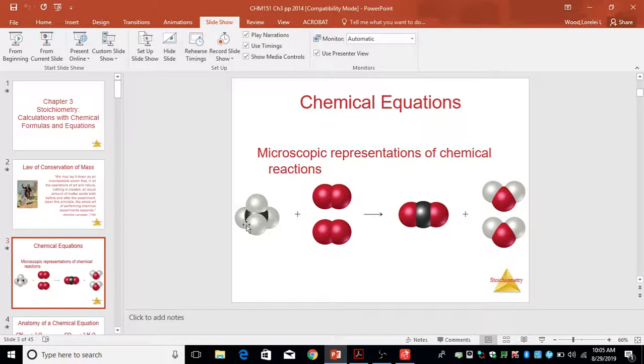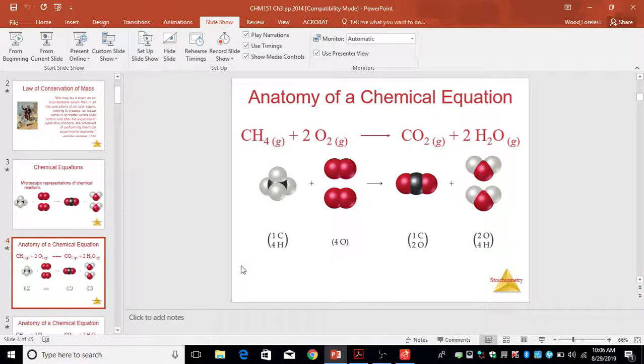So you can see there's 4 white ones on this side, and there's 4 white ones on that side. 4 red ones, 1, 2, 3, 4 red ones. So there's quite a bit of comparison. Now if we want to add the symbolic to the microscopic representation, the symbolic says that first molecule is a molecule of CH4. Does anybody know what CH4 is?